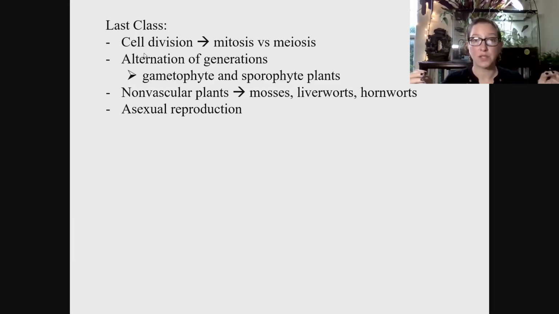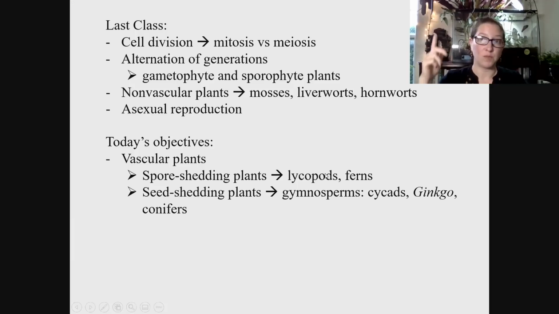When meiosis occurs, there are two stages, which you don't need to know, but the point is that you start with a diploid cell and end up with 4 haploid, or 1N, cells. We talked about alternation of generations in general, and about the process in the non-vascular plants, the mosses, liverworts, and hornworts. Then we talked briefly about asexual reproduction in those plants.